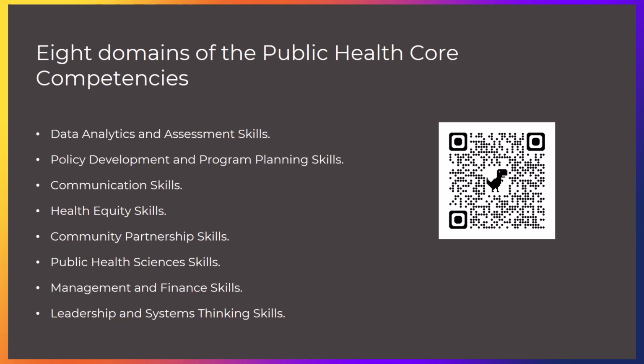So again, they talk about getting to know the 8 domains of the public health core competencies. These are really going to help you when you're rating and figuring out these positions. You can use that QR code there to get more information, but the domains are data analytics and assessment skills, policy development and program planning skills, communication skills, health equity skills, community partnership skills, public health sciences skills, management and finance skills, leadership and systems thinking skills. So many skills here for these core competencies that can go into your succession planning.